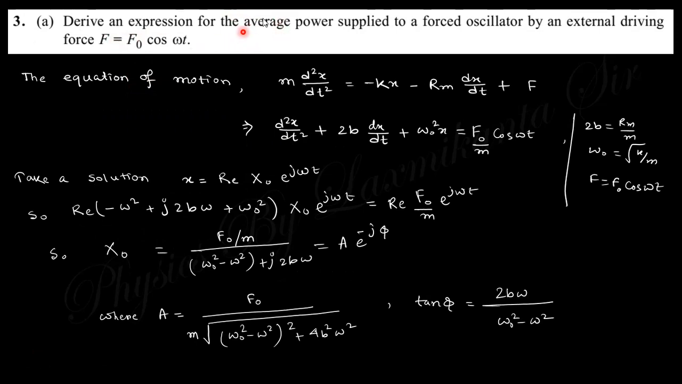Derive an expression for the average power supplied in forced oscillation by the external driving force. This is the external driving force, and you need to find the average power supplied. The driving force gives this differential equation, whose solution will be like that. We write this as a real function, Re meaning the real part of this, because this is the cos function.